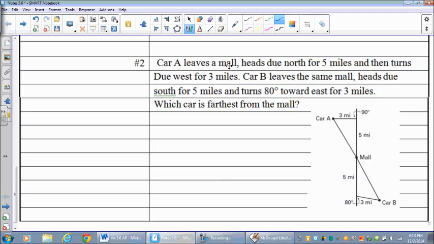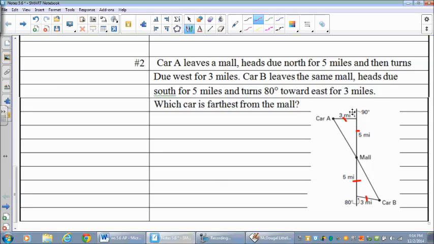So notice that they both traveled 5 miles in opposite directions. One went due north, one went due south. So the 5 miles, those sides are congruent. Then one went west 3 miles and one went east 3 miles. So those are other sides that are congruent. So I need to know something about the included angle here.